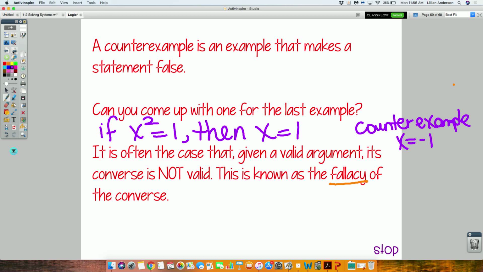Now, I have not seen anything in the last 5 years of them trying to trick you on this, but it's better that I say it than I don't say it. It's often the case that given a valid argument, its converse is not valid. Okay, this is known as the fallacy of the converse. Now, will that happen to you? I've yet to see that happen, but I'm just putting that out there. Okay. But yeah, that's logic. That was the end of logic there. Okay.